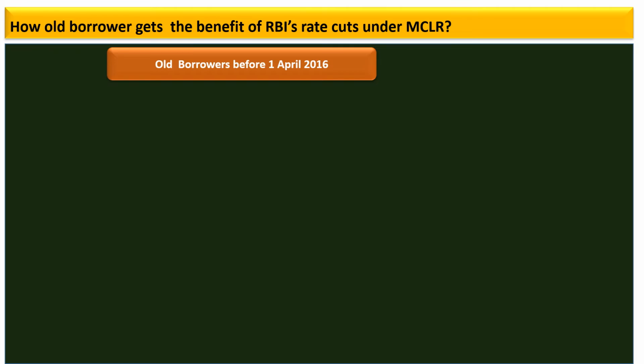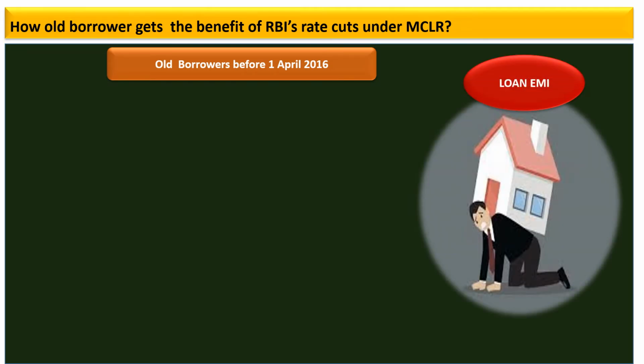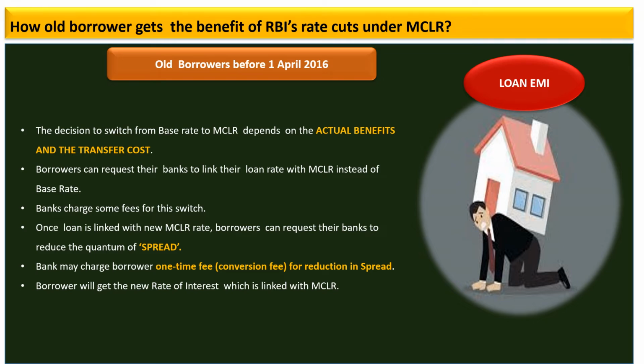Another question comes here. How can the old borrower who borrowed before 1st April 2016 get the benefit of the RBI rate cut under MCLR? So the old borrower has the option to shift from the base rate to MCLR and get this benefit. But this decision to switch from base rate to MCLR depends upon the actual benefit and transfer cost. The borrower can request their bank to link their loan with MCLR. The bank can charge some fees for this switch. However, there are some banks that convert the home loan to MCLR without any charge. Once the loan is linked to the new MCLR rate, the borrower can request the bank to reduce the quantum of spread. Banks may charge the borrower a one-time fee for reduction in spread, and hence the borrower will get the benefit of the new rate of interest which is linked with MCLR.